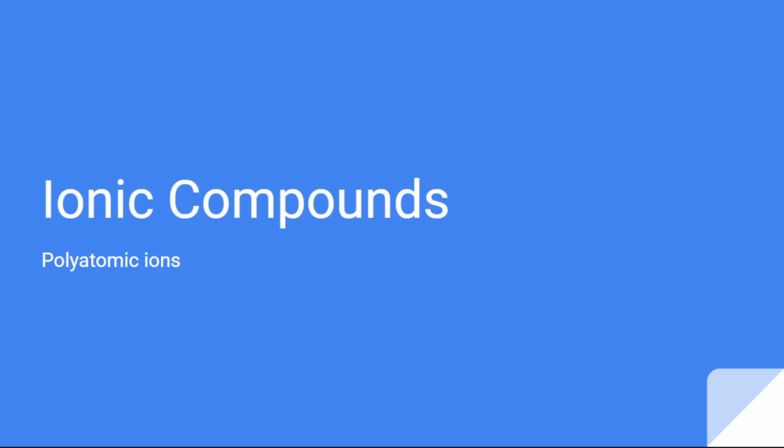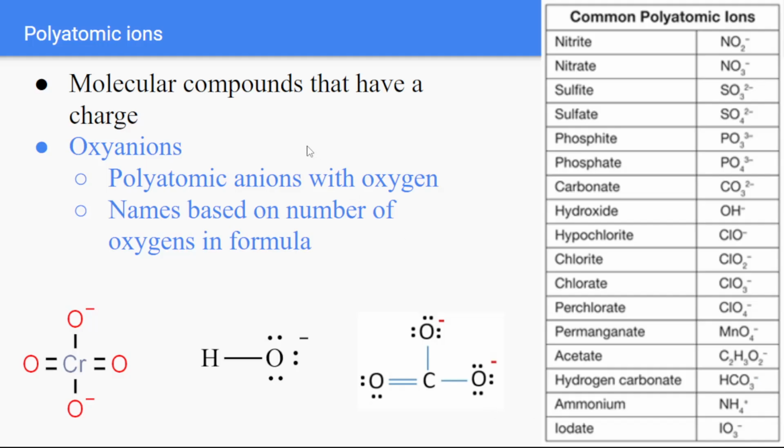In this video, we'll discuss how to name and write formulas for ionic compounds that have polyatomic ions. So polyatomic ions are molecular compounds with a charge. Polyatomic means multiple atoms, like nitrogen and oxygen, with a charge, an ion. So ions have charges, so it's multiple atoms with a charge.